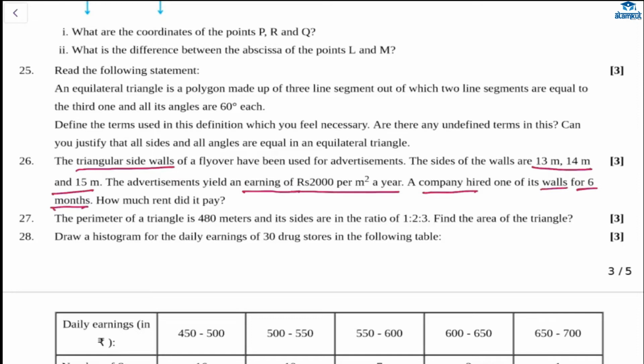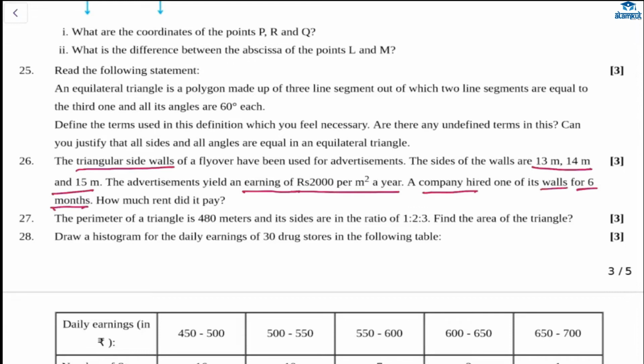Ma'am, first we are going to find the area of the wall, and then, ma'am, we did a similar question in our school, so I know we have to write 2,000 rupees per meter square a year. For 1 month we can write 2,000 by 12, and then we multiply by 6 months, and we multiply by the area we got, then we'll get the answer.